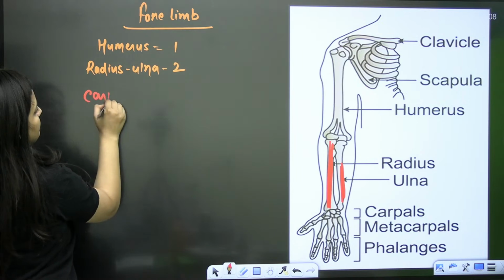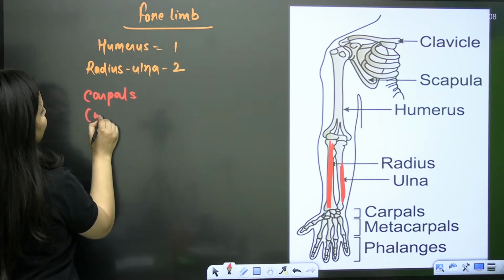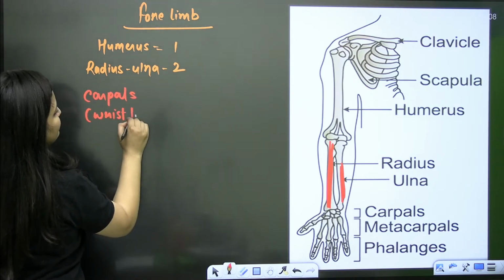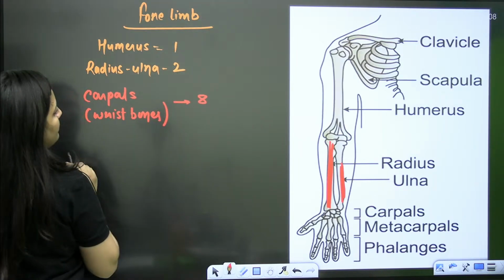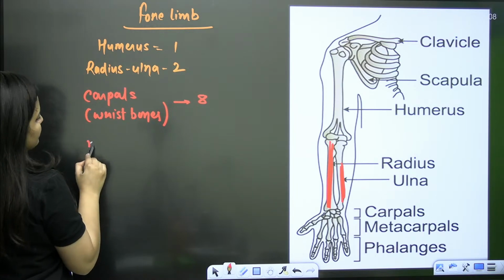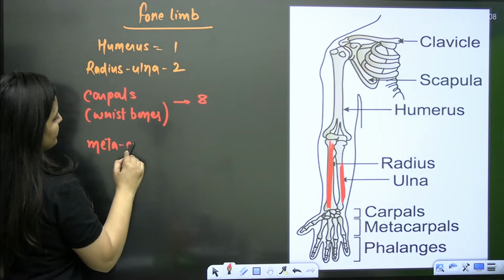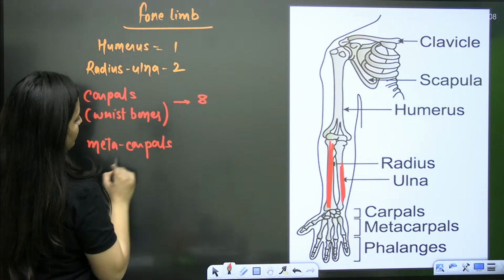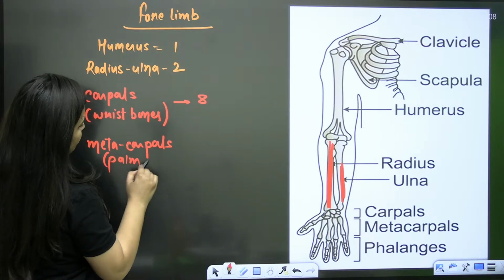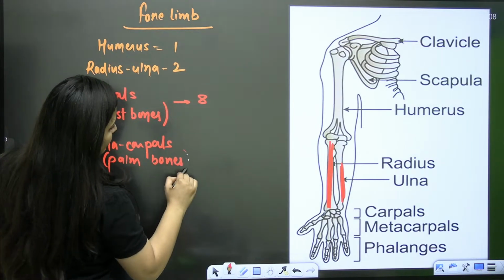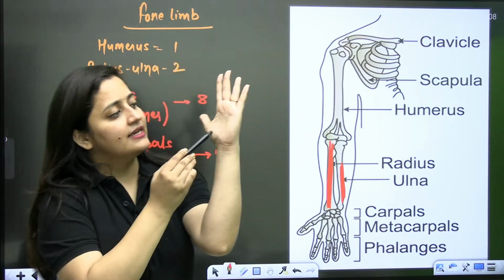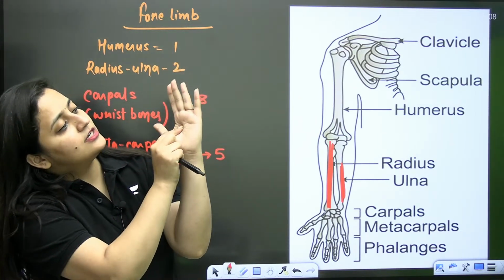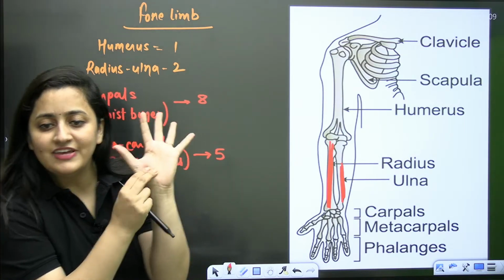Then carpals, also known as wrist bones. They are total 8 in number. Then comes the metacarpals, which are your palm bones, and I think there is no need to cram this part. They are total 5 in number. See, 8, here they are 5. You can feel it. 1, 2, 3, 4, 5. You can even feel that.